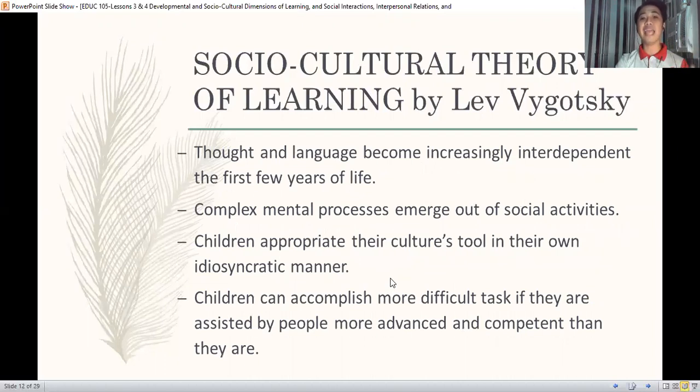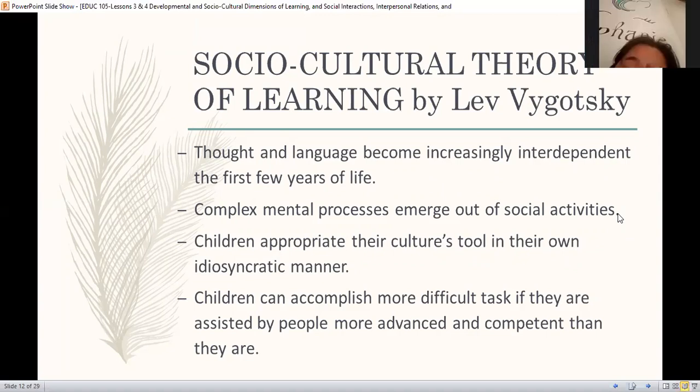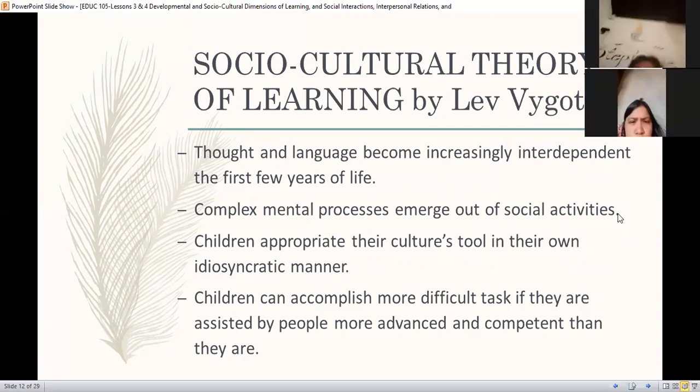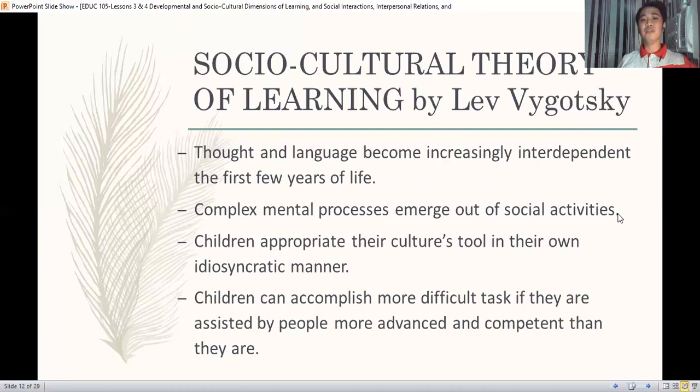It says here, thought and language become increasingly interdependent in the first few years of life. What do we mean by interdependent in the first few years of life? So let's have Miss Delphine. Miss Delphine, what's your view or understanding of this clause? Thought and language become increasingly interdependent in the first few years of life. Yes, Miss Delphine?